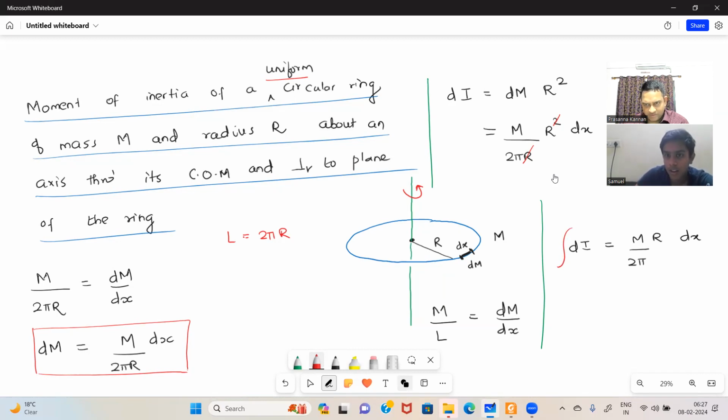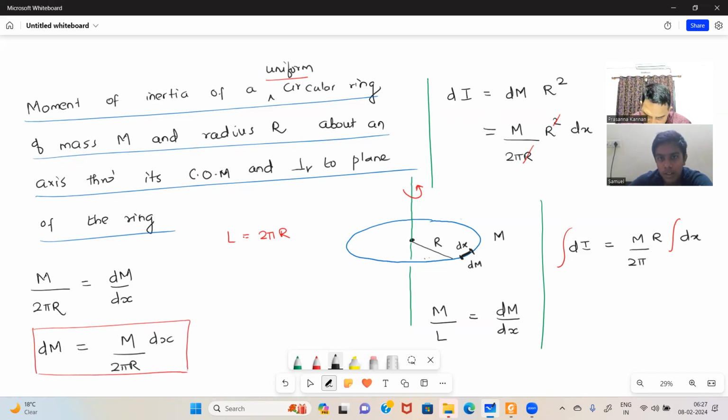What are the constants here? M by 2 pi is a constant. Even r is a constant for every point. Wherever this mass is, what is its distance? R. Correct? So r is also a constant. I take r also outside. So only dx remains. So this is a very simple integration.